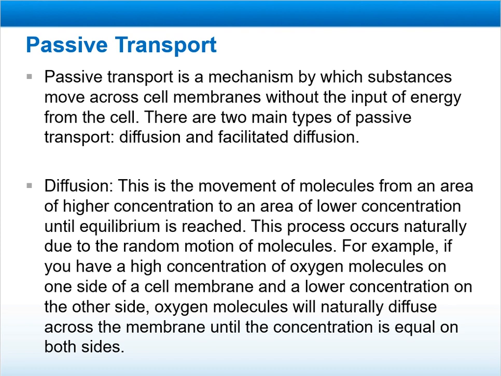This is the movement of molecules from an area of higher concentration to an area of lower concentration until equilibrium is reached. This process occurs naturally due to the random motion of molecules. For example, if you have a high concentration of oxygen molecules on one side of a cell membrane and a lower concentration on the other side, oxygen molecules will naturally diffuse across the membrane until the concentration is equal on both sides.